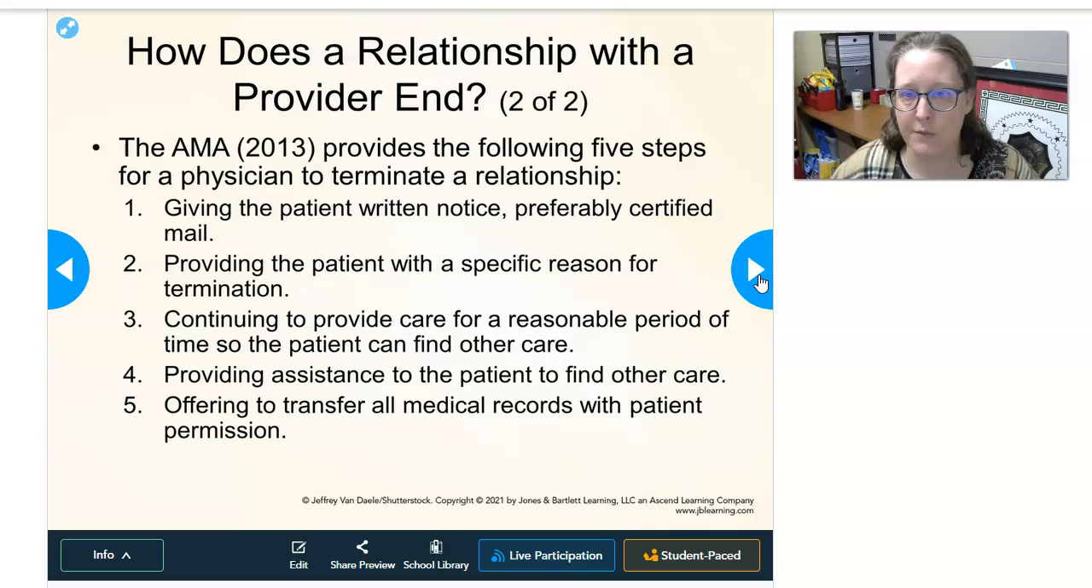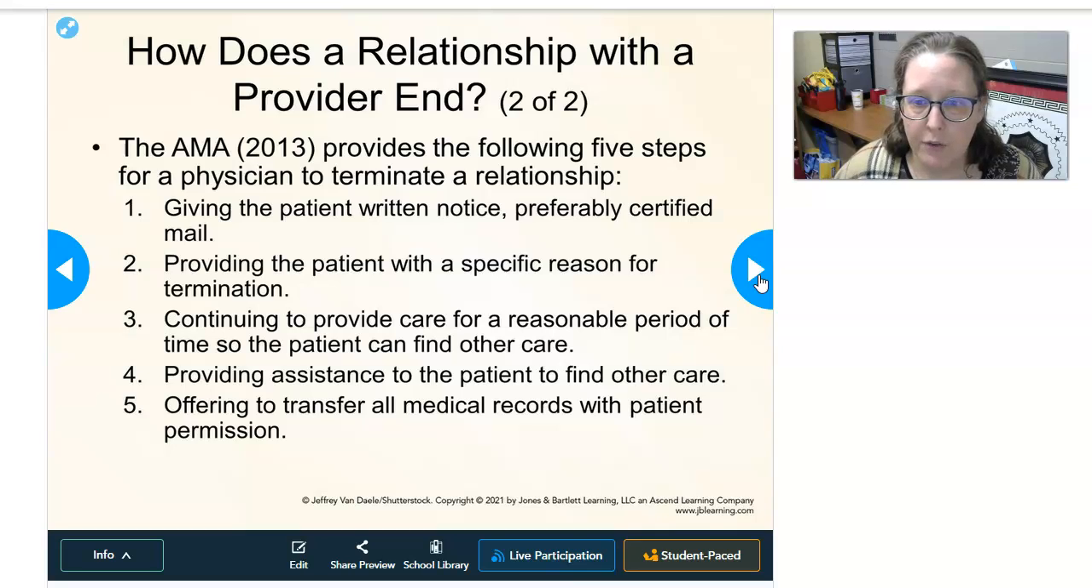The AMA provides the following 5 steps for a physician to terminate a relationship with a patient. So first, you want to give the patient a written notice, preferably by certified mail or something where they have to acknowledge receipt. Then provide the patient with a specific reason for the termination. So it could be they're completely non-compliant with any of the advice, but what about if the physician is relocating? They might be relocating to a completely different state or something like that.